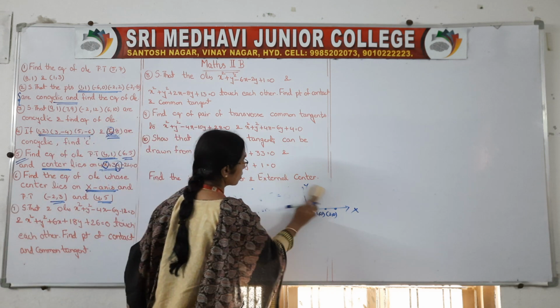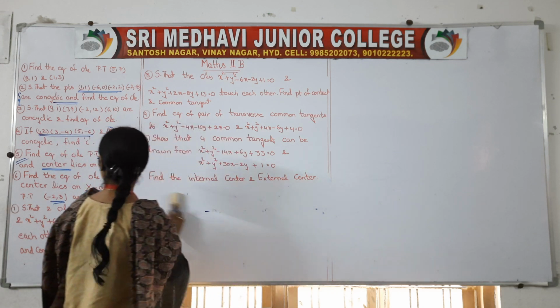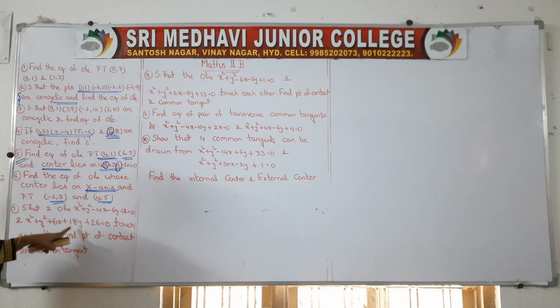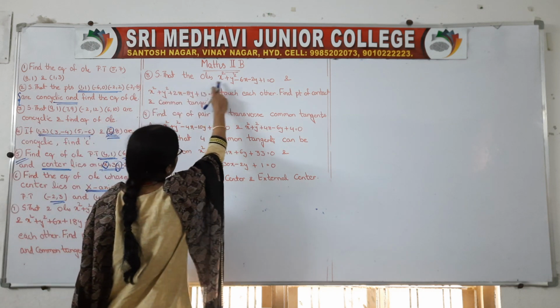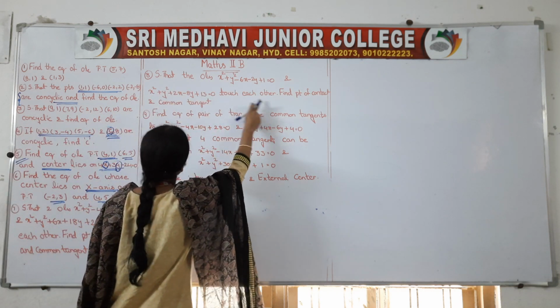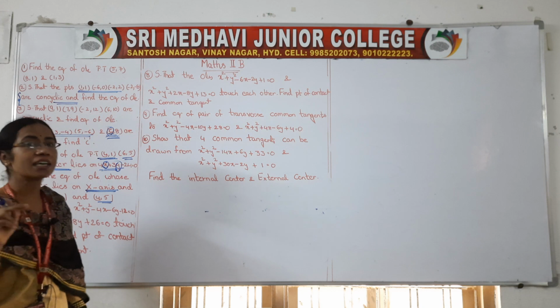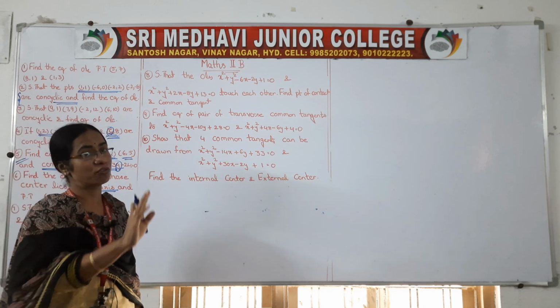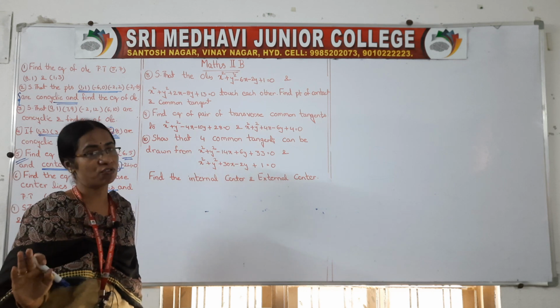Okay. So now come to the next question. Show that these two circles touch each other. Find the point of contact and common tangent. See this question also. Show that the circles touch each other. Find the point of contact and common tangent. Method is same. Circles are different, so values will be different.